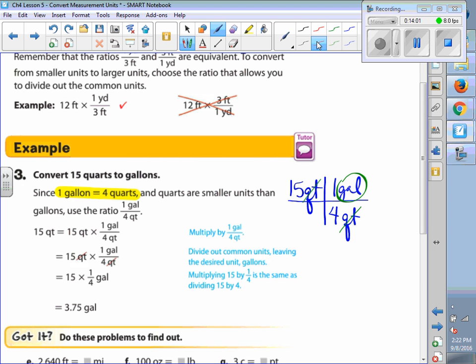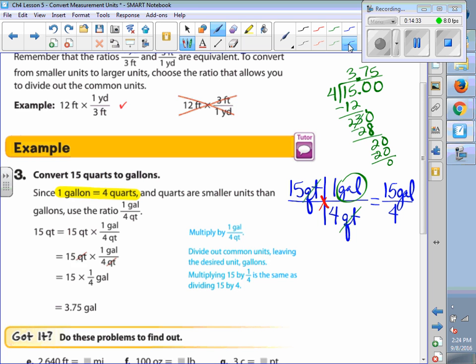And then, of course, this becomes a multiplication problem, and we just multiply straight across. So when we multiply straight across, that's going to give us 15 gallons over 4. So now we just need to change the 15 fourths. We just need to divide that to simplify it out. So when we do that division, you'll see that your final answer is going to be 3.75 gallons.